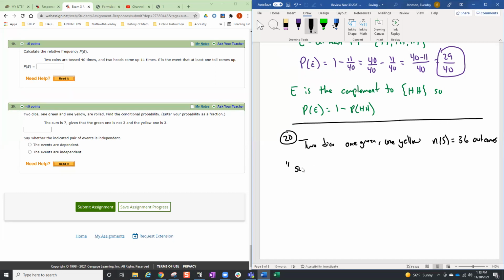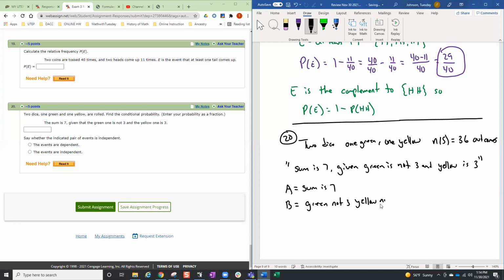So I'm looking at the sum is 7 given green is not 3 and yellow is 3. So A is going to be the sum is 7. And B is green is not 3 and yellow is 3.